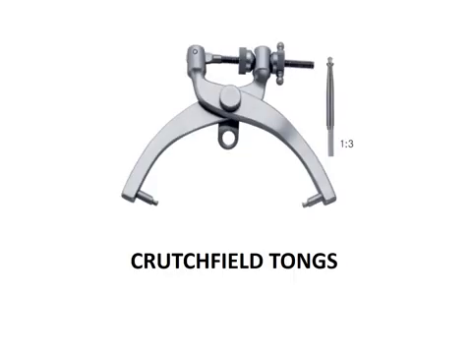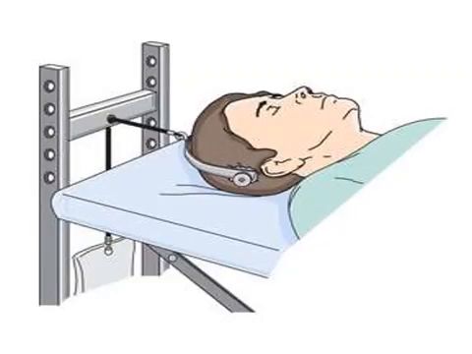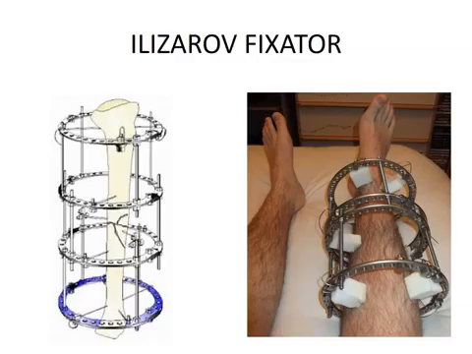Then we have an important traction which I believe this year can be a question, Crutchfield tongs, which are applied in the skull for traction of cervical spine. Crutchfield tongs. Then we have an external fixator called an Ilizarov fixator, which is a ring fixator, which will hold the bone in a very stable position.